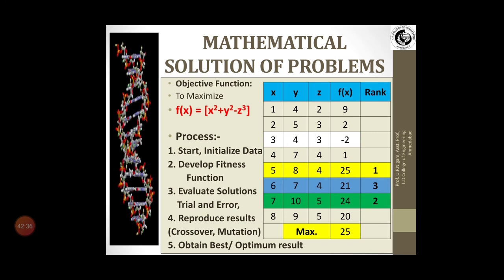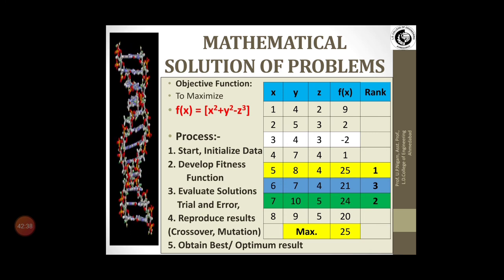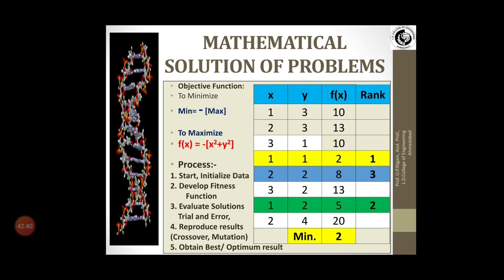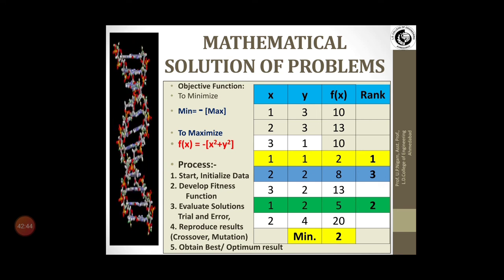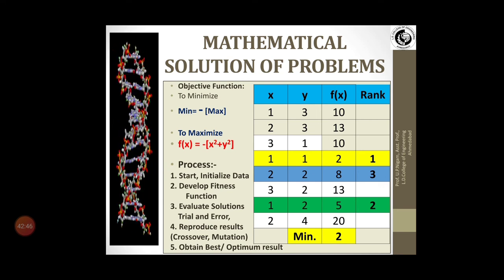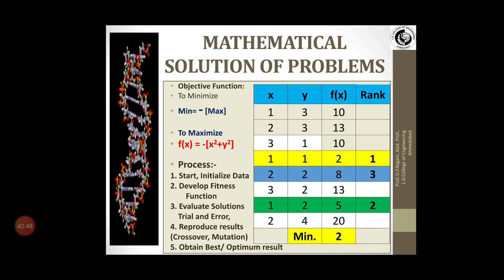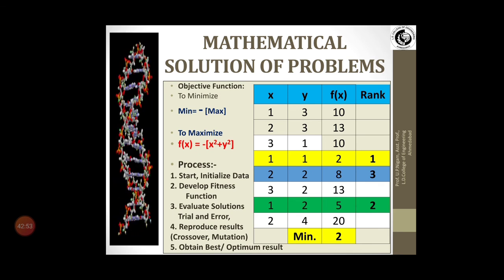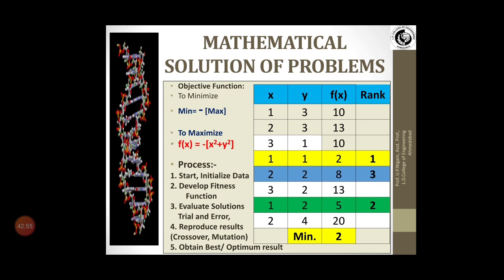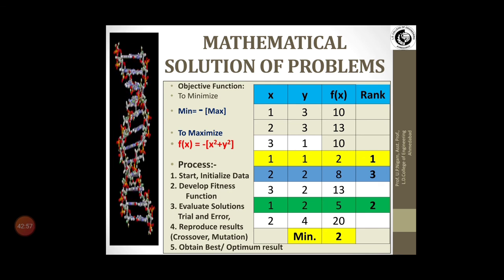The same steps are being followed and the ranks are being given. You can see in this we have the problem to minimize. Minimize means we have to go for minus of the maximize, the negative of the maximize, that we know. So in such a way we need to put that objective function. We need to remember those things.